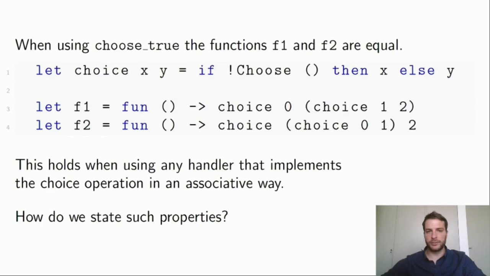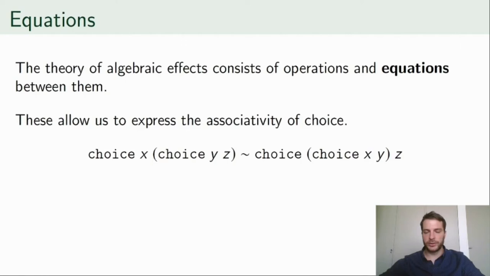So another instance of a suitable handler is one that collects all possible results, and on the other hand, if we randomly select one of the options with a 50% chance, that is not a suitable implementation. The main issue here is how exactly to state such a property. One way to do that is to use equations. In the original approach to effect handlers, the theory consisted of an effect signature and equations between operations. For instance, associativity of choice, which is what we wanted in the previous example, can easily be expressed with an equation.